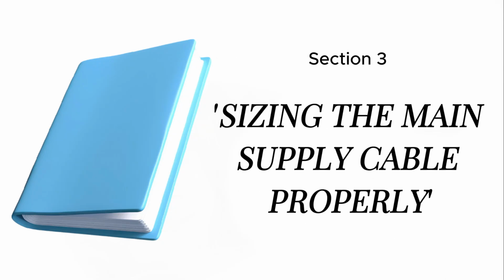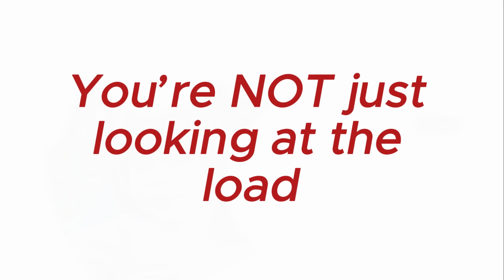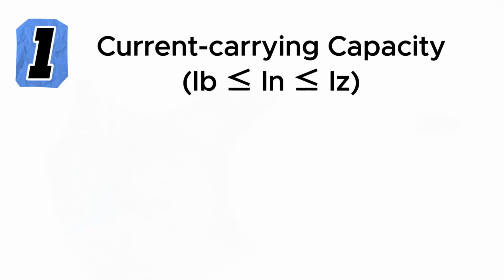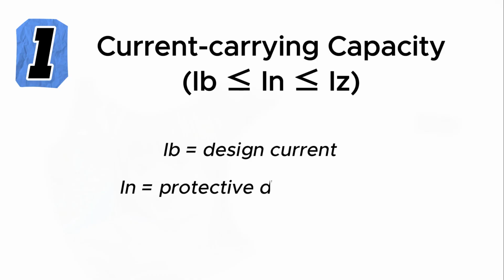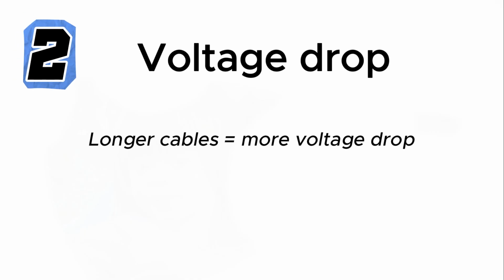Section 3. Sizing the main supply cable properly. When you size a supply cable, whether it's a meter tail, a submain or a distribution circuit, you're not just looking at the load. You're designing for 3 conditions. 1. Current carrying capacity. Ib less than or equal to In less than or equal to Iz. Ib equals design current, In equals protective device rating, Iz equals cable capacity. 2. Voltage drop. Longer cables equals more voltage drop.